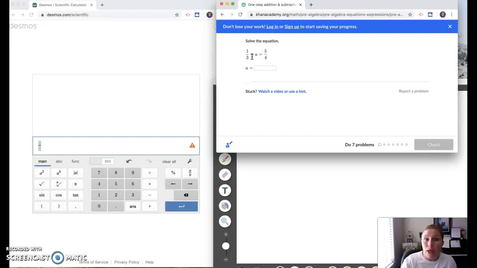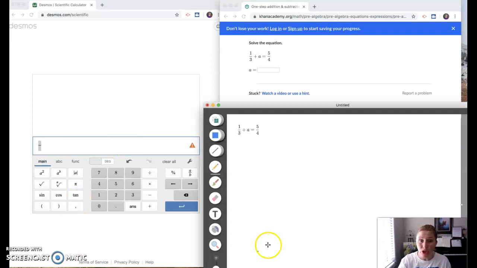In this equation, it says 1/3 plus A equals 5/4. First question, what's the variable? The variable right here is A. Next question, what's happening to the variable? This is addition. So the opposite of addition, the inverse operation, is subtraction. So I'm going to subtract 1/3.